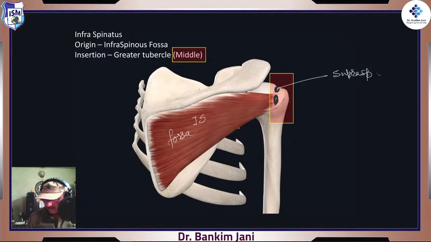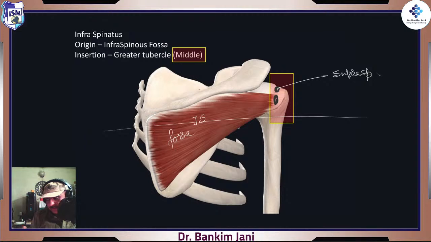Okay, over here. Now, when this muscle would contract, it will lead to lateral rotation of the arm, because it is onto this plane.